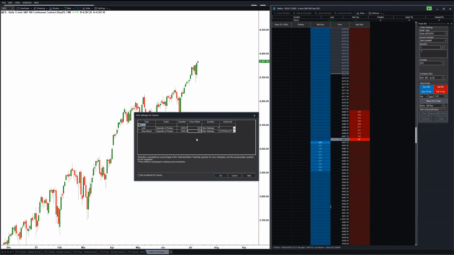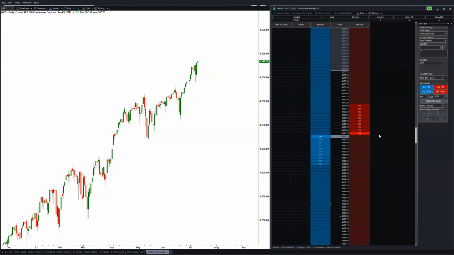So I think this is the only disadvantage of the matrix, that you have to manually move your target and your stop loss. Let's set this as a default for futures, so that you now have to move the target and the stop loss manually wherever you want to have it. I'll show it to you now. So I click OK.